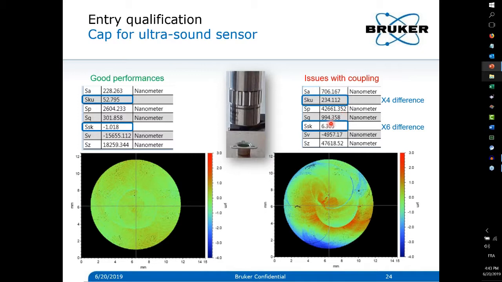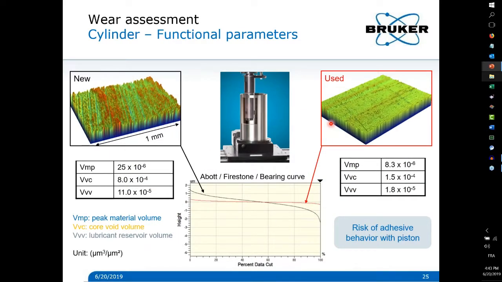So both parameters in that case were implemented in order to provide an entry control of the cap before assembling the sensors.